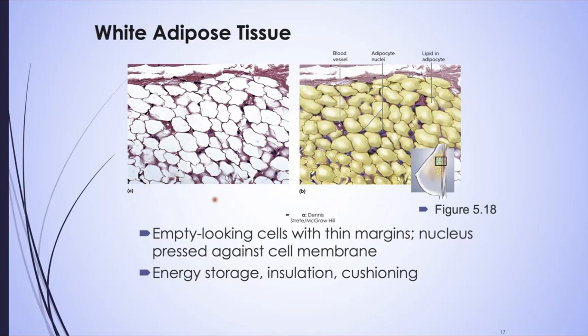So if you see here, this is showing you an example of your white adipose tissue. Sometimes it's also called yellow. Sometimes it appears yellow in certain spots. This is showing breast where it is appearing yellow. You can see some blood vessels that are intermixed between the adipocytes.